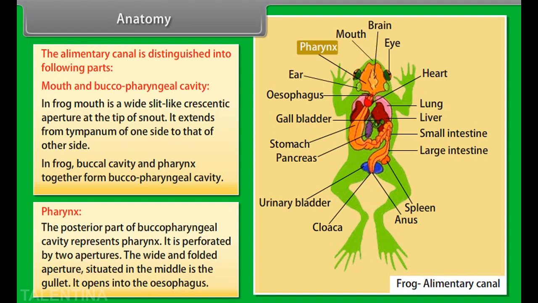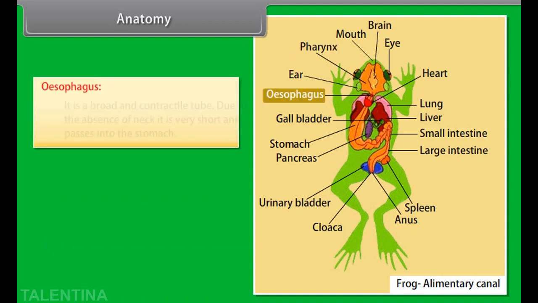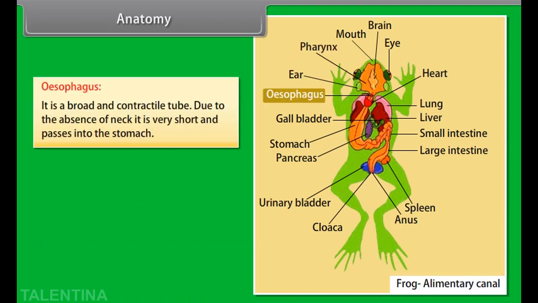It is perforated by 2 apertures. The wide and folded aperture situated in the middle is the gullet. It opens into the oesophagus. Oesophagus. It is a broad and contractile tube. Due to the absence of neck, it is very short and passes into the stomach.